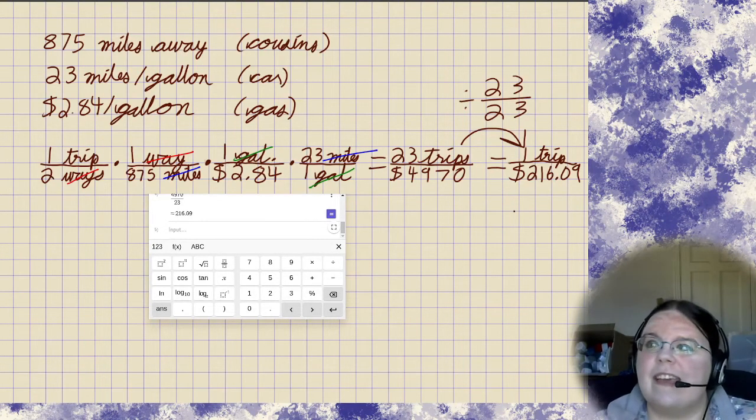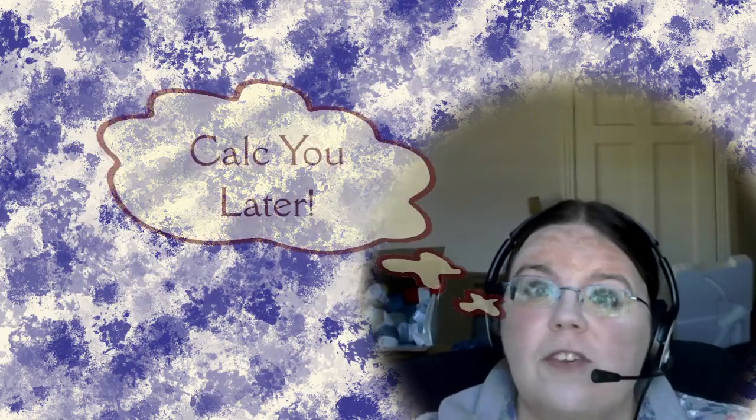And in any case, this gives them an idea of how much they need so that they can use that in setting up their budgets for their vacation. Calculator!